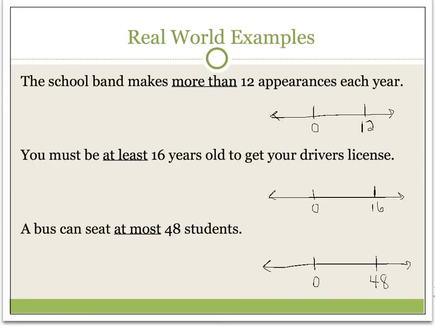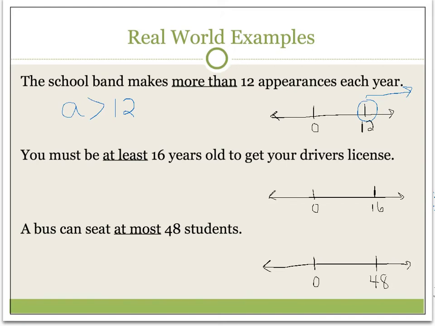So let's take a look then at our real examples. This first example says the school band makes more than 12 appearances each year. More than is the key word here. More than means that we're going to be using the greater than symbol. And so we're going to let A be the appearances that the school band makes, and we know that it has to be more than or greater than 12. We know, though, that it can't be equal to 12 because it doesn't say that. So we would have an open circle on 12, and we would know that our arrow goes to the right to be greater than that.